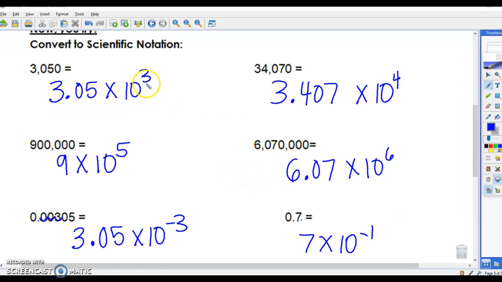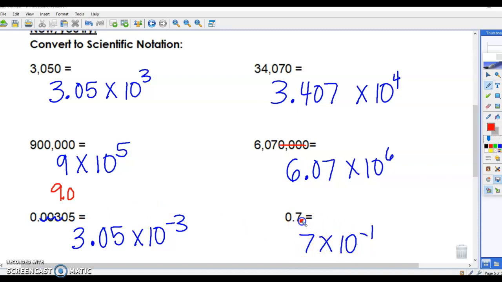So this one is 3.05 times 10 to the 3rd power, 3.407 times 10 to the 4th power, 9 times 10 to the 5th power, and if you put 9.0, that's fine, but remember scientific notation, we're trying to write as few numbers as possible, so we don't need that 0 there, but if you put it, it's okay. 6.07 times 10 to the 6th, we definitely don't need to write all those zeros after this. 3.05 times 10 to the -3rd power, because I'm going left from here to get back to my original number in standard form. And then 7 times 10 to the -1st power.